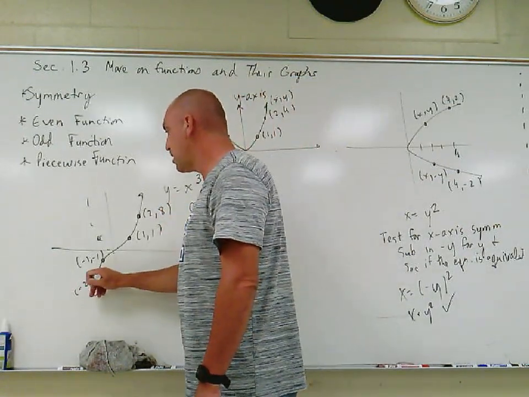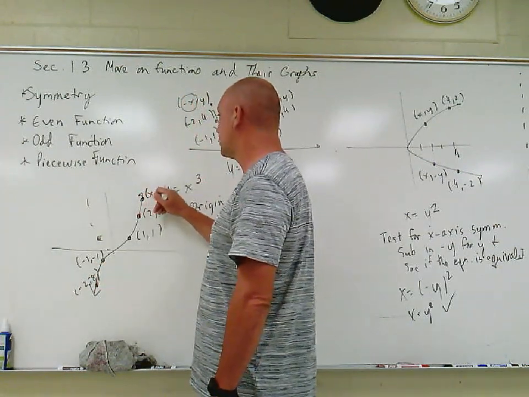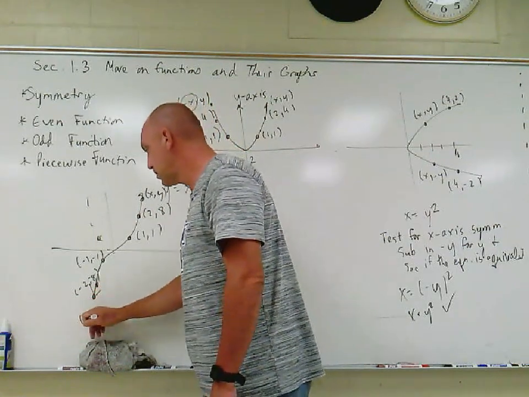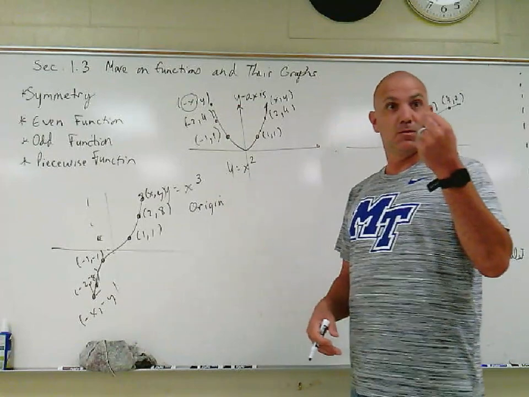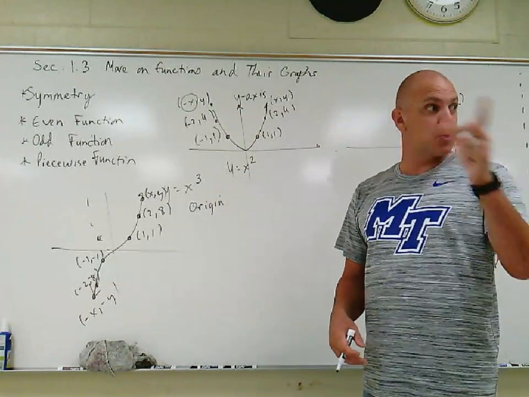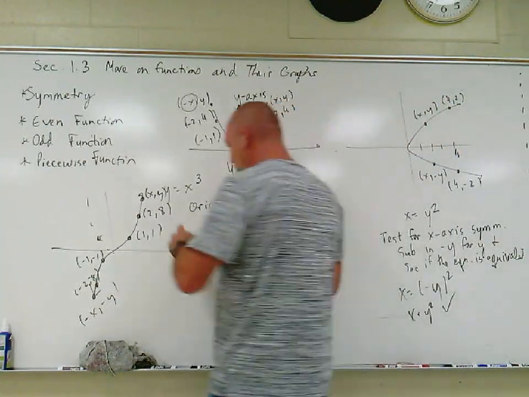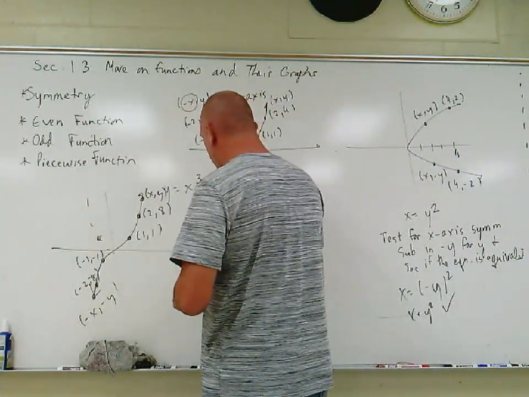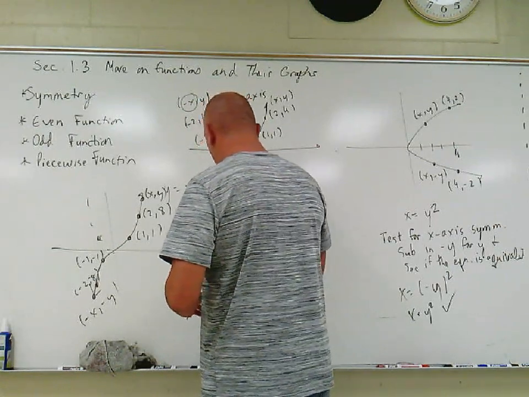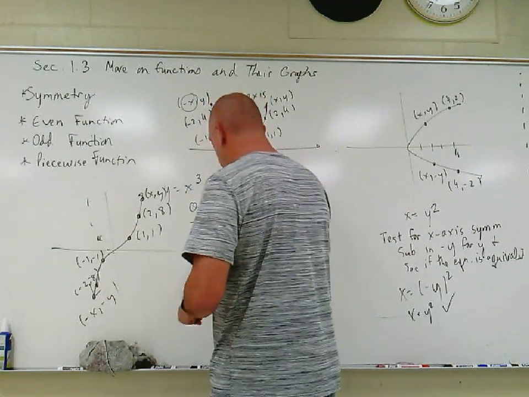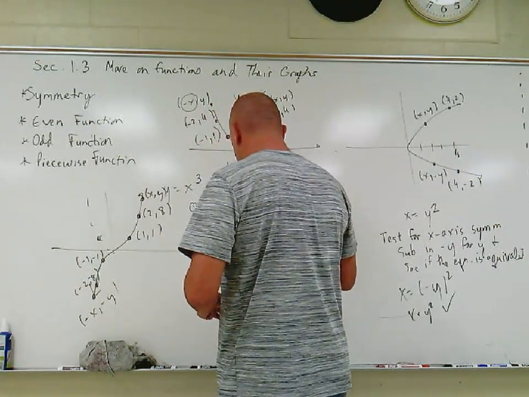All right. So now what happens to x and y both? If this is the point x, y, this has to be the point what? So guess what I got to sub in? I got to sub in both. So on this one, since they both change, if I sub in both, I should still get the same answer. So to test if it's symmetric about the origin, sub in negative x for x and negative y for y, and you should get an equivalent equation.